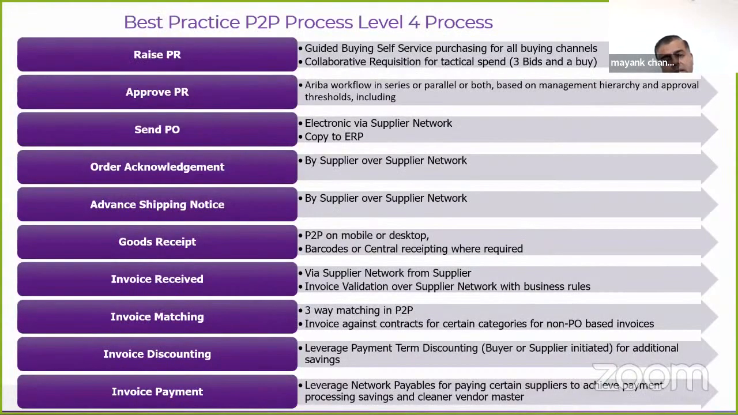If you look at the P2P side, your solution should at minimum really cover all these areas. The ability to raise requisitions, approve requisitions, send purchase orders out, acknowledge your orders, have shipping notices, have the ability to do goods receipts, invoicing, matching, invoice discounting, invoice payment, also link to external marketplaces to support all the different buying channels you have, to manage your tail spend, to enrich your content with internal catalogs. So these are some of the important things to consider.